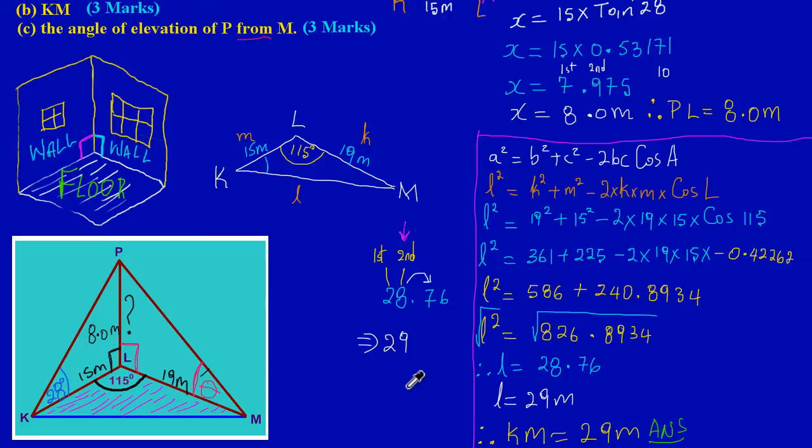Now, in the previous video, we had looked at solving part B of the question, and that's finding the length of line segment KM, which we found by using the cosine rule, and we got for our answer 29 meters. So in this video, we're going to be looking at the solution to part C, where they're asking us to find the angle of elevation of P from M, and that's an easy 3 marks.